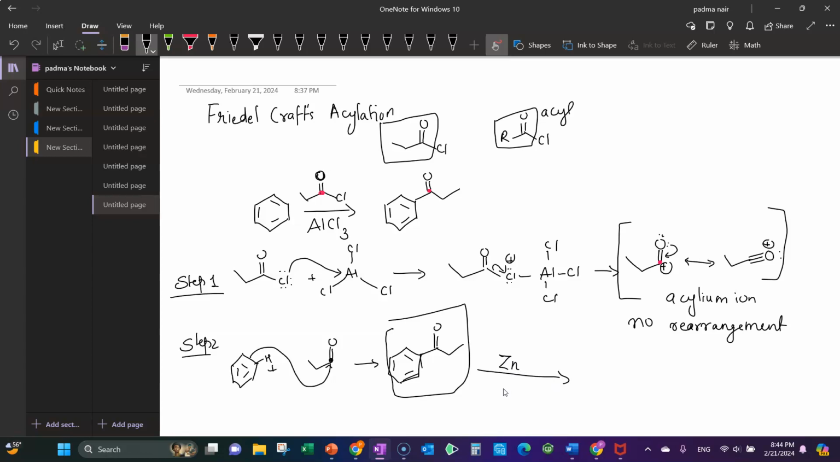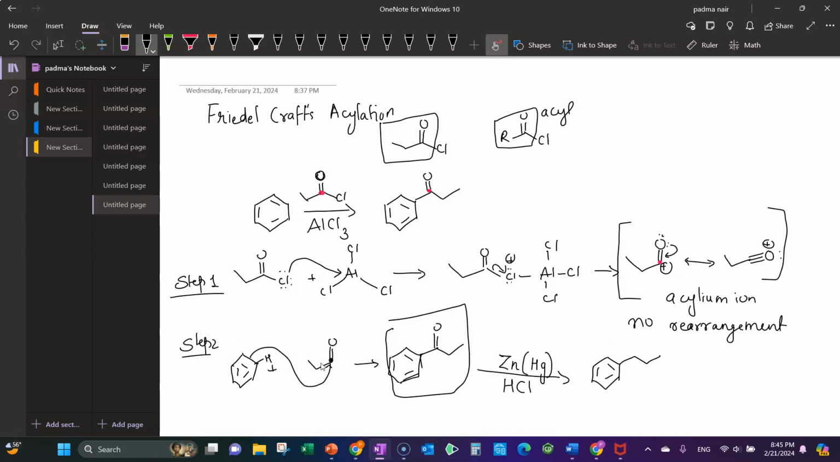So if you form this first, then you can take this molecule and react it with zinc in acidic conditions, zinc amalgam. Whenever we have a metal with mercury, we call that an amalgam, and we use the zinc amalgam in acidic condition, HCl, and you can reduce the ketone group and form the propylbenzene now.